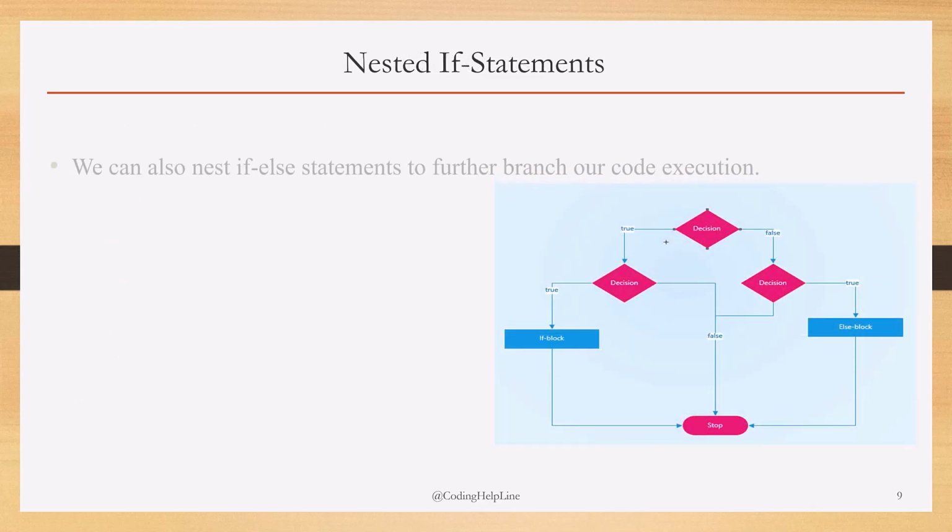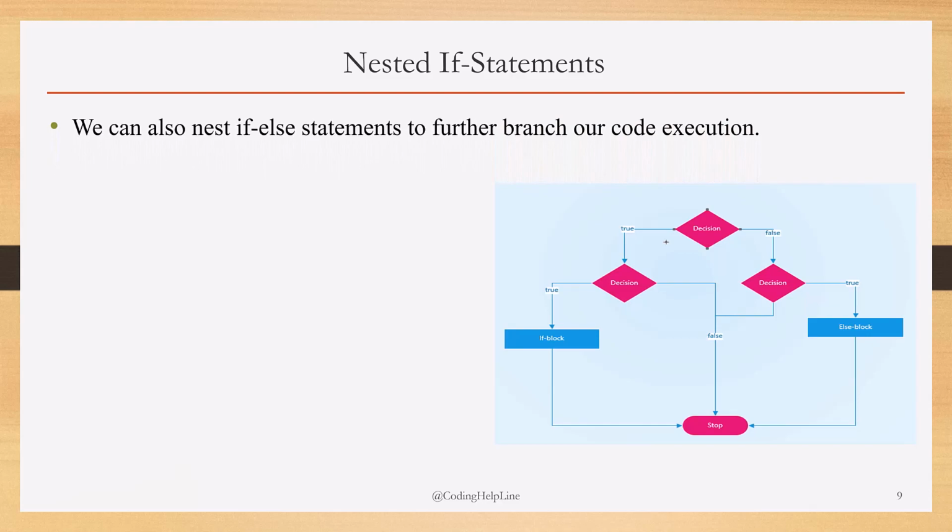Okay, now nested if statements. We can also nest if-else statements to further branch our code execution. Look at this flowchart. This is the top level if block. If this if statement condition evaluates to true, it goes into this decision block. Or if it is false, it goes to take this decision.